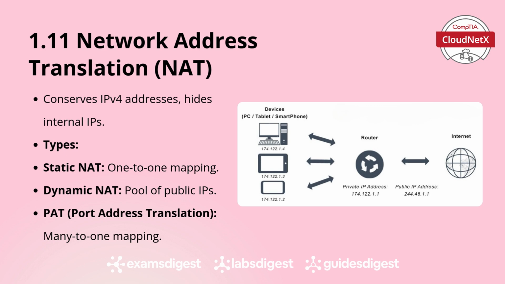There are different types of NAT, including static NAT, which maps one private IP to one public IP, and dynamic NAT, which allocates addresses from a pool. Port address translation is the most common form, mapping multiple devices to one public IP using unique ports.